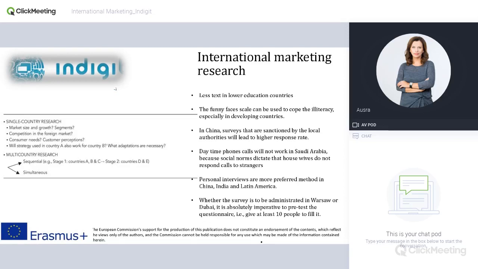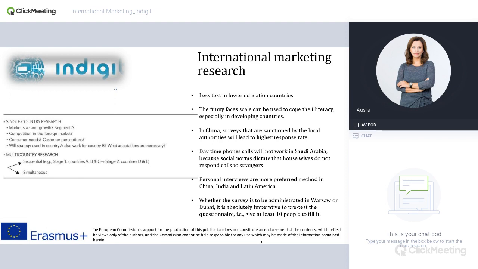It's advised to use less text in lower educational countries. Also, the funny face scale can be used to cope with illiteracy, especially in developing countries. In China, for example, surveys that are sanctioned by the local authorities will lead to a higher response rate.